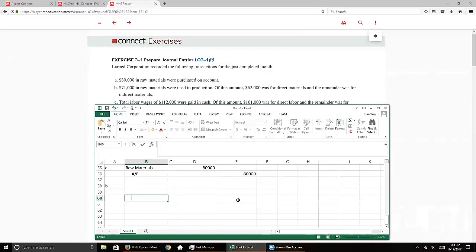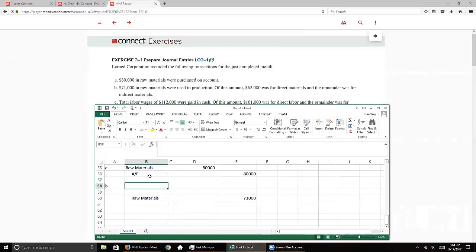So I know no matter what else happens, I've decreased my raw materials balance by $71,000, right? Used in production, so they're no longer raw materials. They're part of my goods that are being produced. They're not in the raw material pile anymore. So now I need some matching debits. What else do I know here? Of the amount that was used, 62,000 was for direct materials and the rest was for indirect materials.